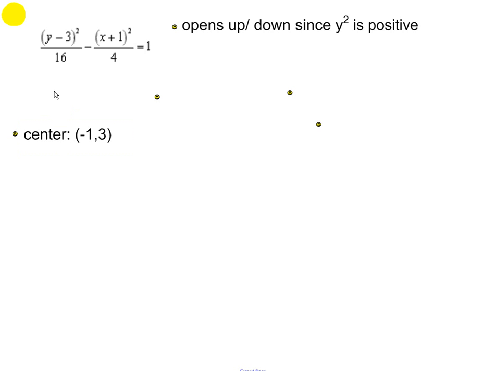Next thing we're going to do real quick is identify what a and b are. A is always the square root of whatever that positive term is, so a is going to be 4, and then b will be the square root of the x term, so b will be 2 in this case. Now these tell us how far to move left, right, up, and down from our center to help us sketch our graph.